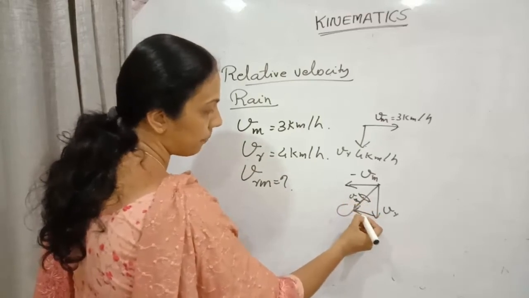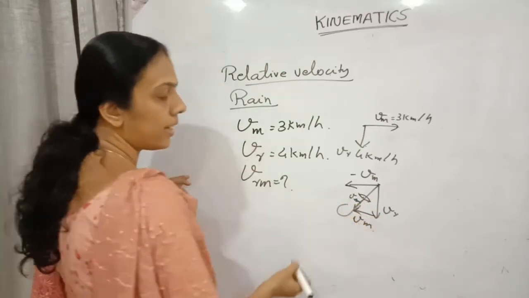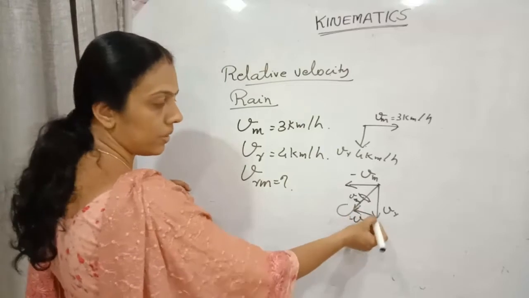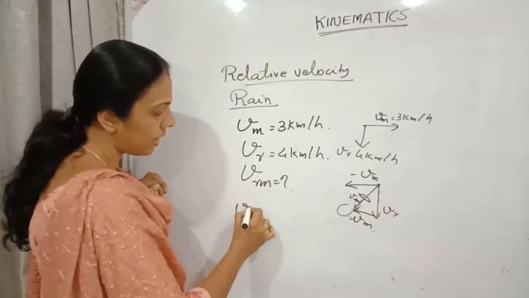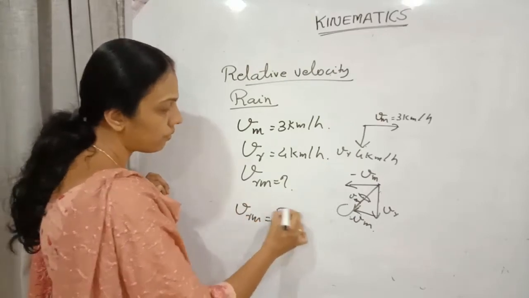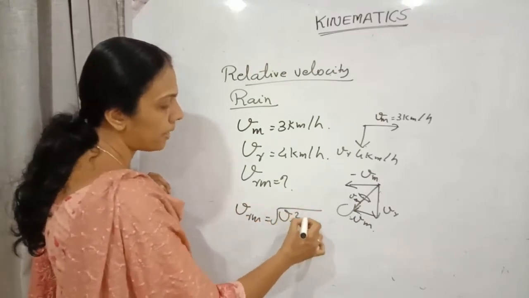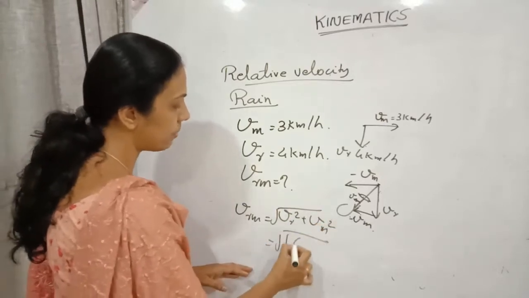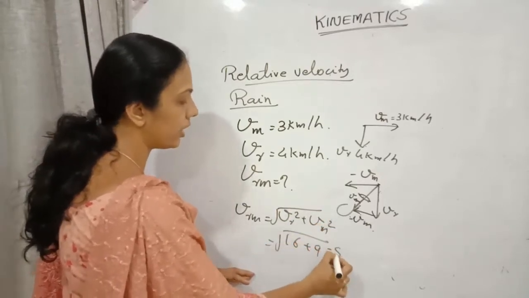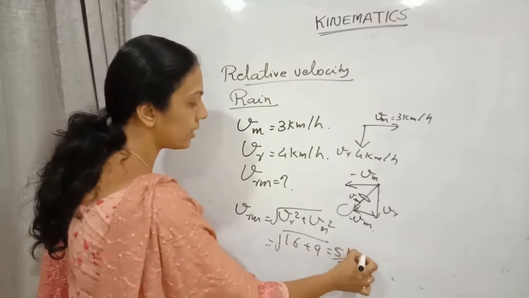This is Vm, right? This is Vm, and this is VR. So VRM will be the hypotenuse. VRM equals root of VR square plus Vm square. Therefore, it is 16 plus 9, so it will be equal to 5 km per hour.